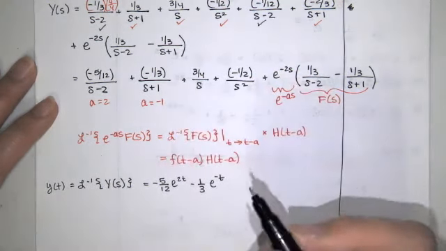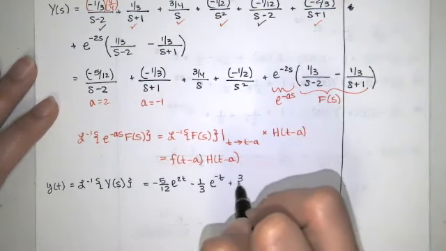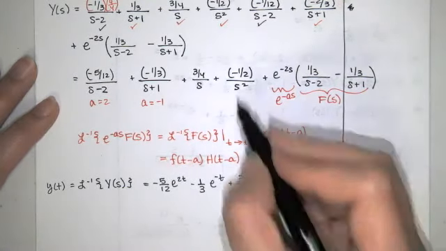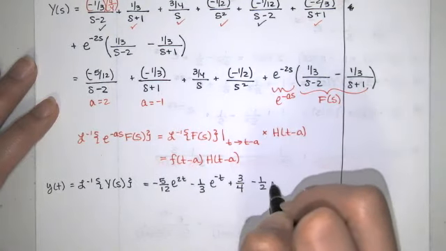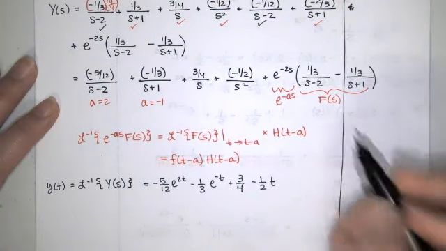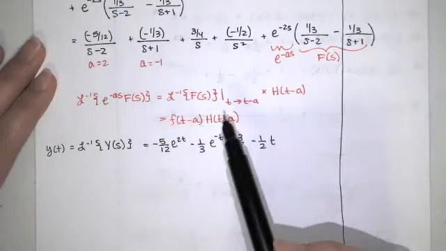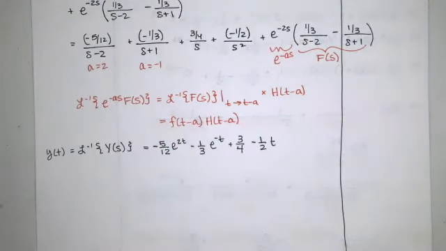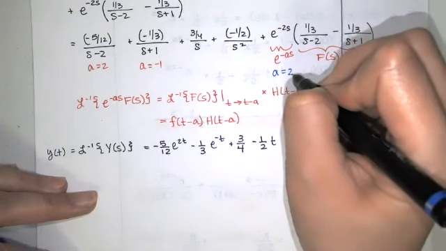The inverse transform of 1 over s is just 1. So the inverse transform of 3/4 over s is 3/4. The inverse transform of 1 over s squared is t. So that's going to be a -1/2 times t. And then this piece is the one that requires the most work because we have to apply this expression, this result. Through pattern matching, we see that a is equal to 2.